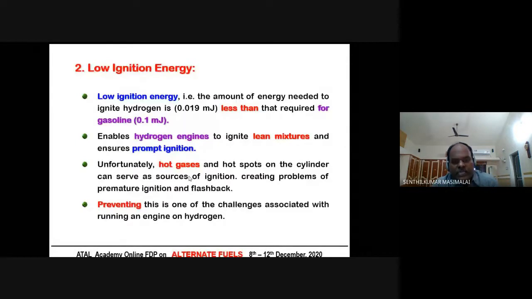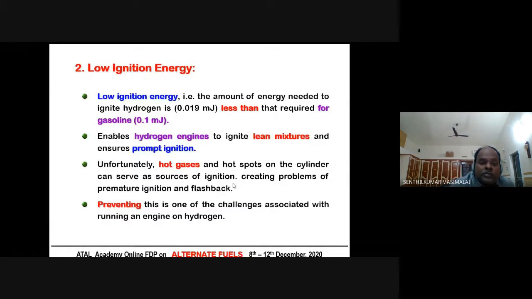But in our case, because of the pre-ignition, because of the hot spots present during the suction itself, when the hydrogen-air mixture is admitted inside the combustion chamber, you may have possibilities for igniting the hydrogen. So during suction itself, if the hydrogen fuel mixture is ignited, then what will happen? The inlet valve will be open during that period, so the flame propagation will be through the intake manifold also.